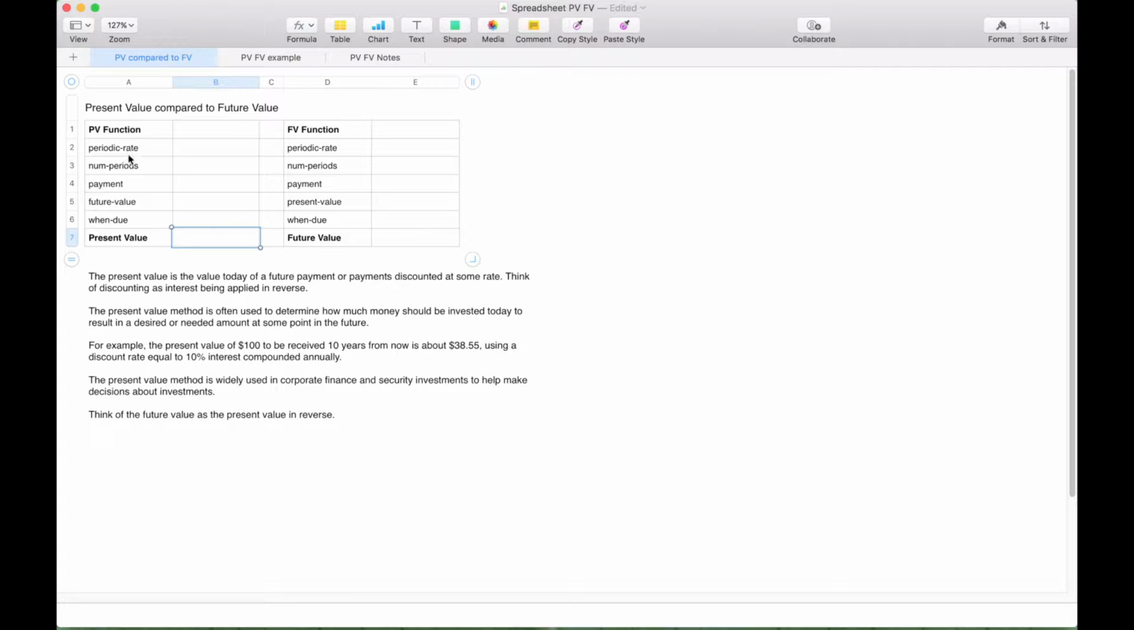Now some of these arguments can be optional. So for example, you don't necessarily have to put in a payment argument or a future value argument, but as far as I know, you cannot leave both of those blank. So you need to put in one or the other or both.